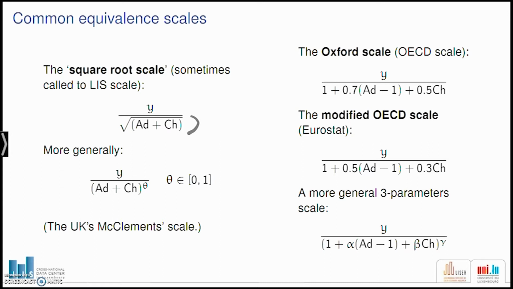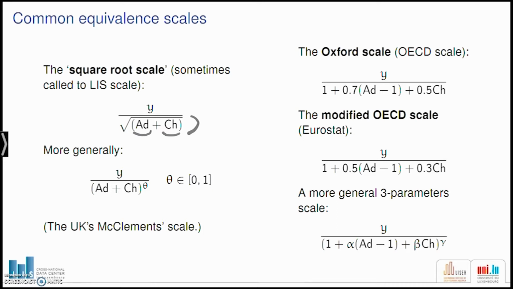So in these expressions, AD would be the number of adults in the household, and CH, as you've guessed, is the number of children. And number of children, well, we can discuss how these are defined, but they're usually taken as people aged 16 or less, or 18 or less, or sometimes 14 or less. Okay, let's look at the first equivalence scale, the square root scale, sometimes called the LISSY scale. So it takes the square root of the total household size as the number of consumption units.